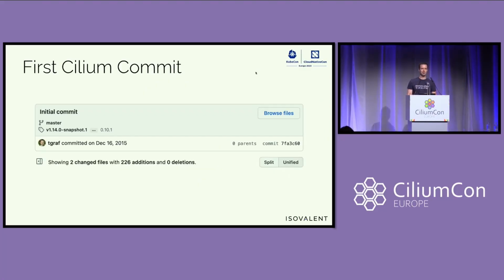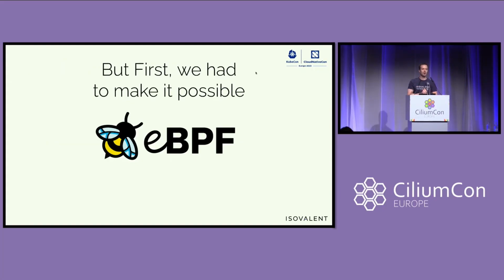This was the first commit. Way back, December 2015, we started the Cilium project with a GitHub commit. Very innocent. We'll get to the founding team a little bit later on. But first, before we even could create Cilium, we actually had to go and work on eBPF, because eBPF was not quite ready yet to essentially implement what we had in mind with the Cilium vision. So we first worked on eBPF.